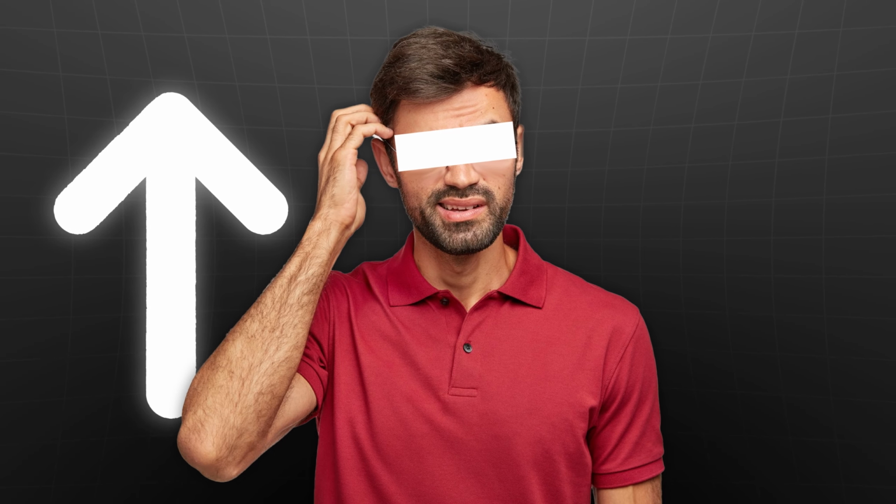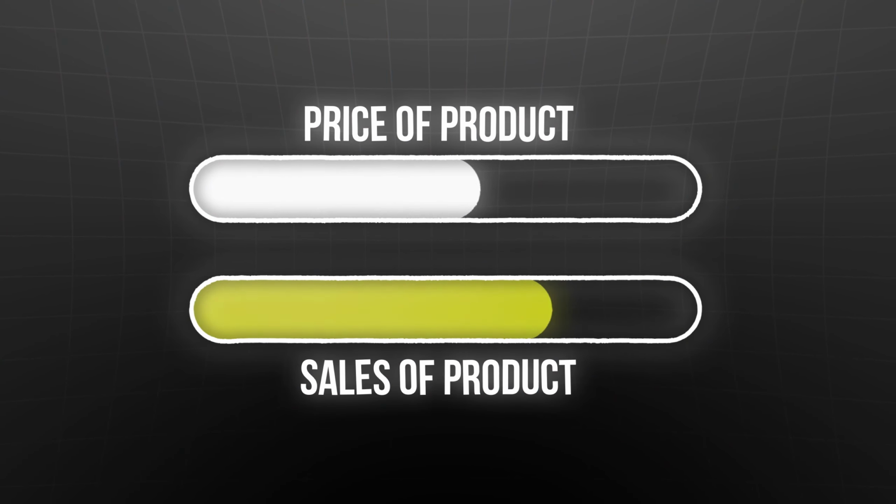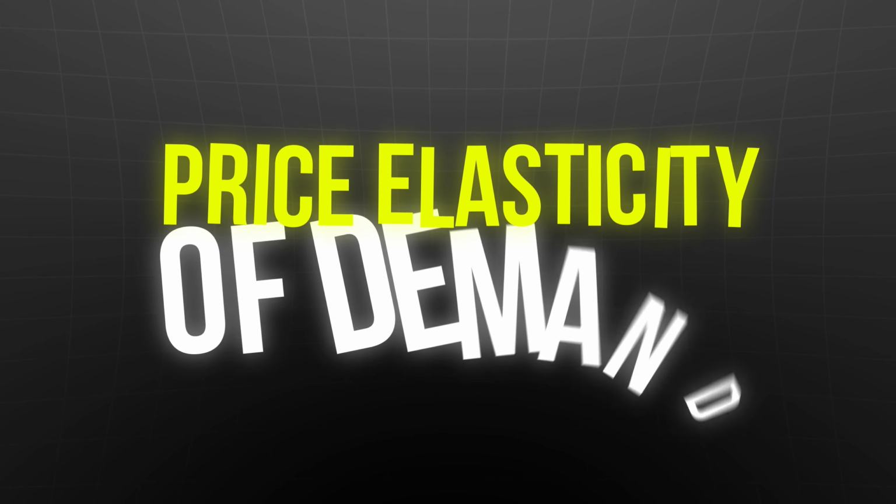Now let's move one step forward. So you find the perfect price for your product, you put it for sale, and you start getting a bunch of sales. Now you're wondering, should I increase my product price or should I decrease it? Should I leave it like it is? Well, you need to know how that price differentiation will affect your sales. That is called price elasticity of demand.